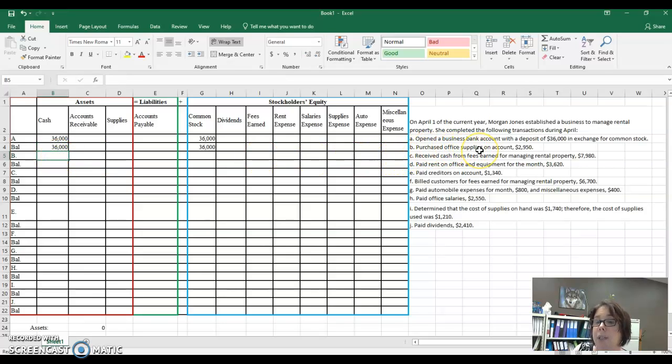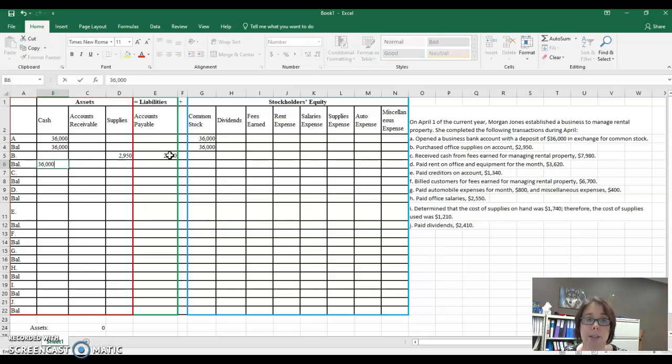We purchased office supplies on account. So we received office supplies, but when I say account, that's going to be our accounts payable. What this means is a vendor has given us supplies and they're saying, okay, you don't owe us the cash right now, you can pay us in X number of days. We'll be exploring that later down the road. But we do actually owe that, so we want to record that.